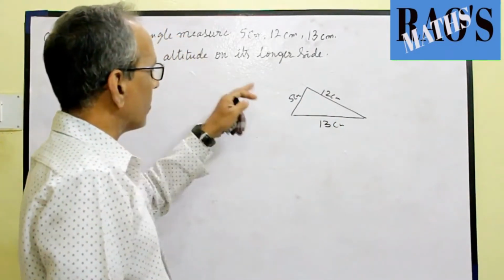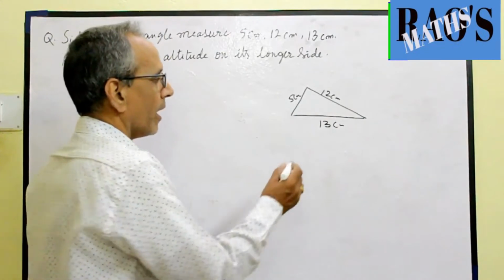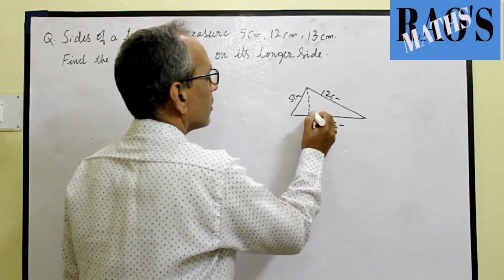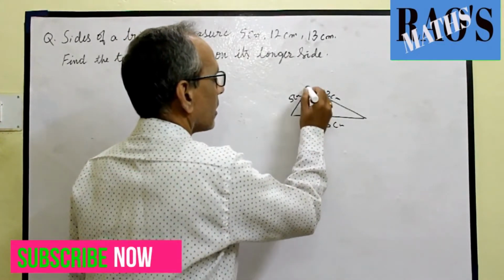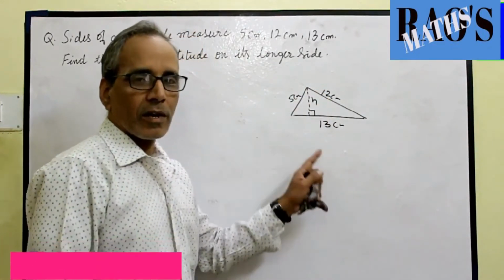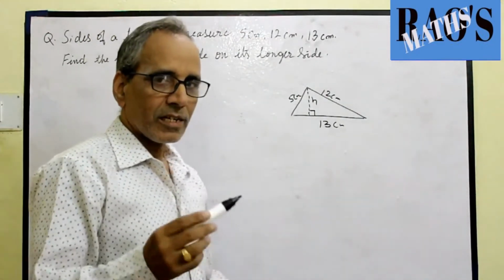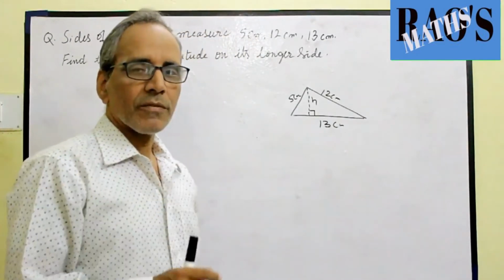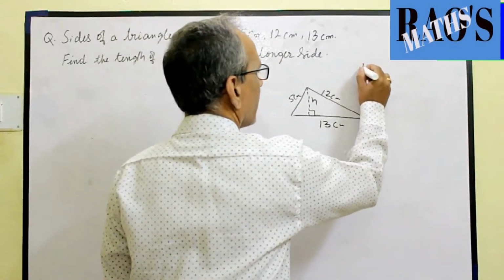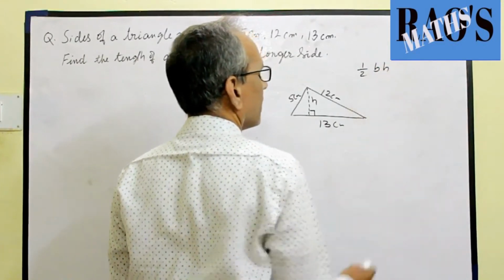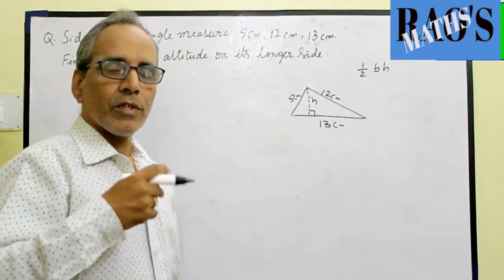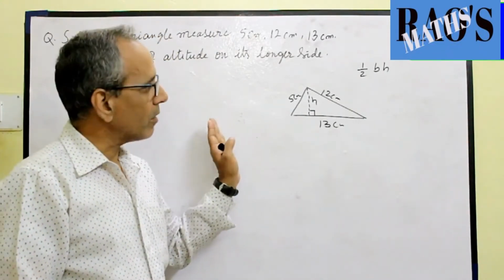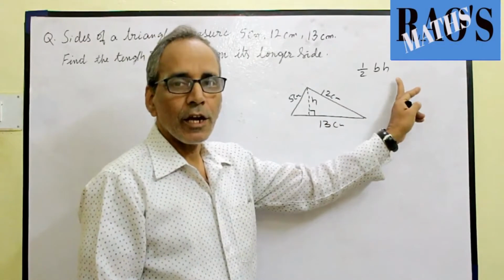But we use Heron's formula to find the area of the triangle first, and the question is about this altitude. This length is to be found out on the longest side. Already we mentioned at the beginning there are two formulas to find the area of the triangle: the general formula of half base into height, that is half BH, and next one is Heron's formula. So we use Heron's formula to find the area of the triangle. With the area we equate it to half BH to find H.